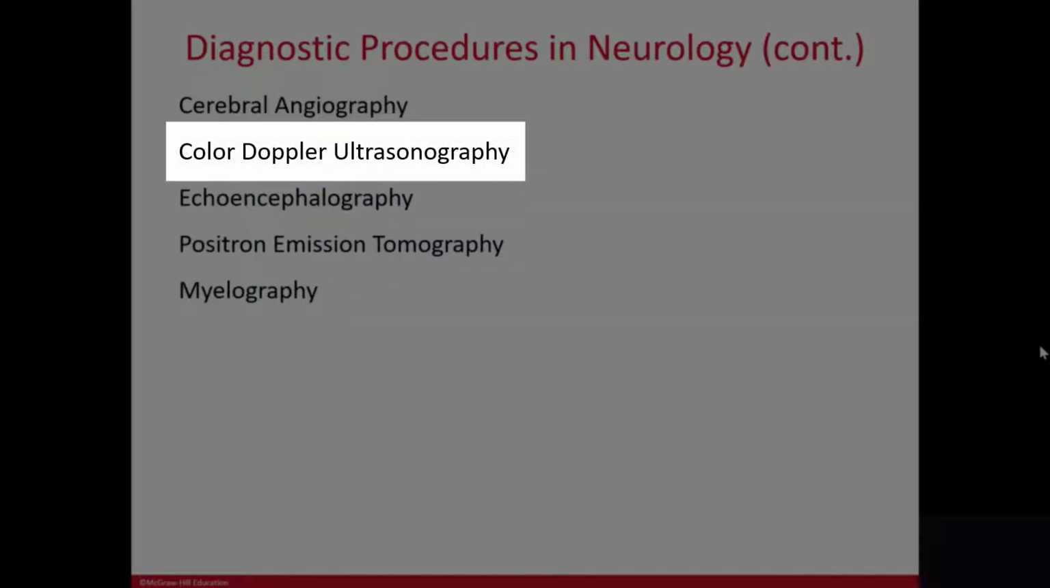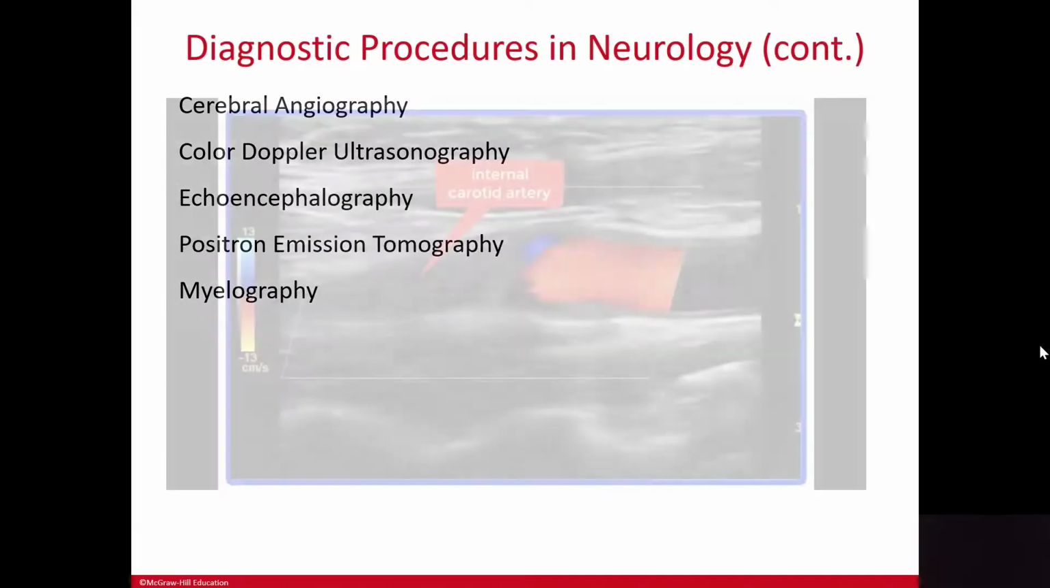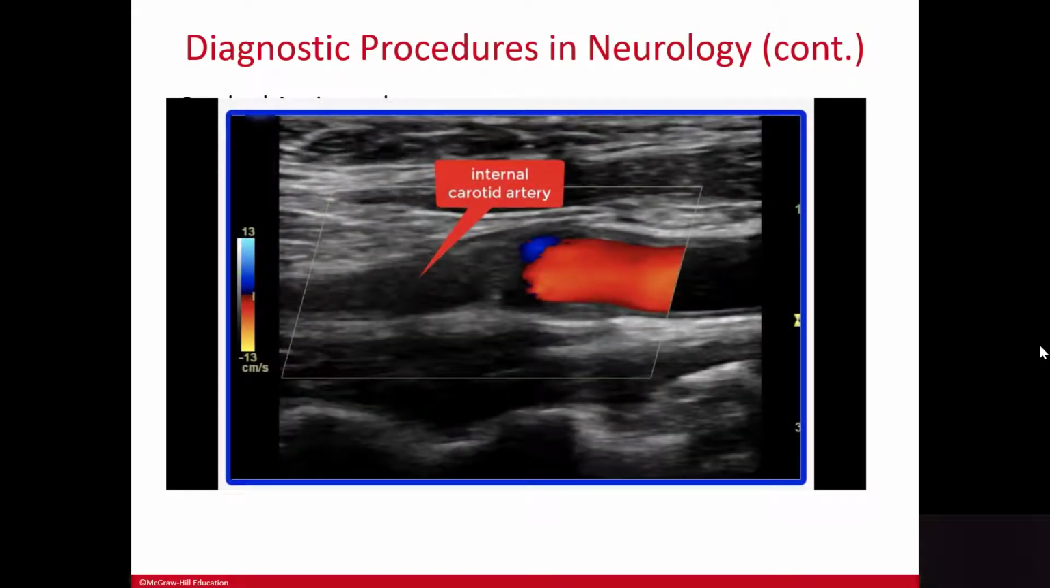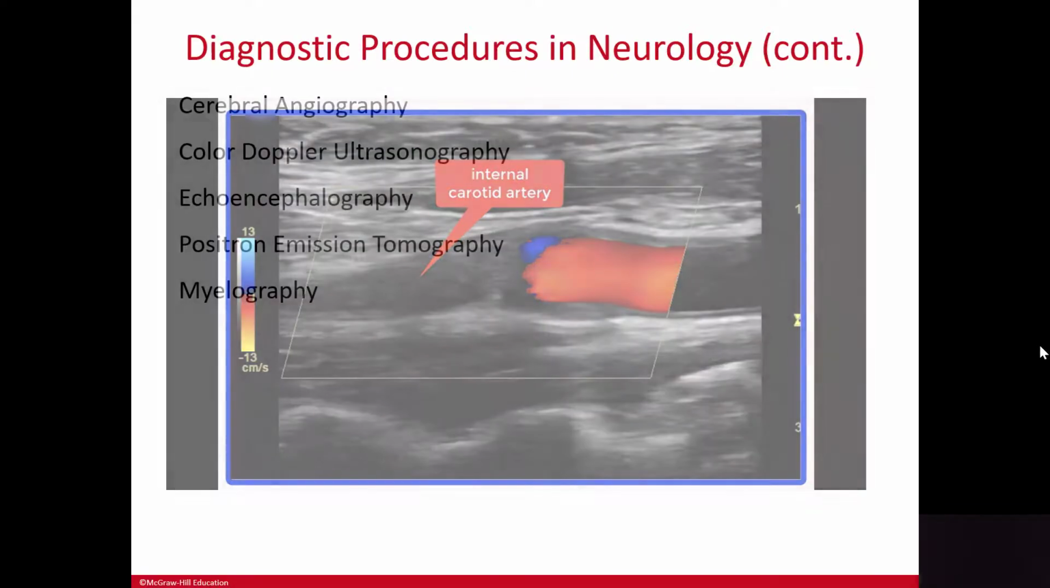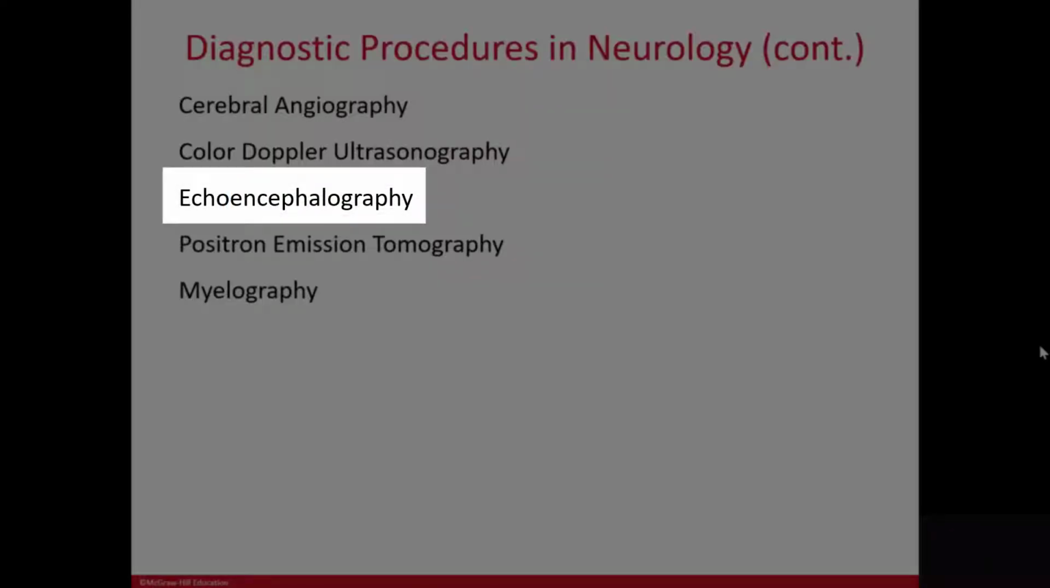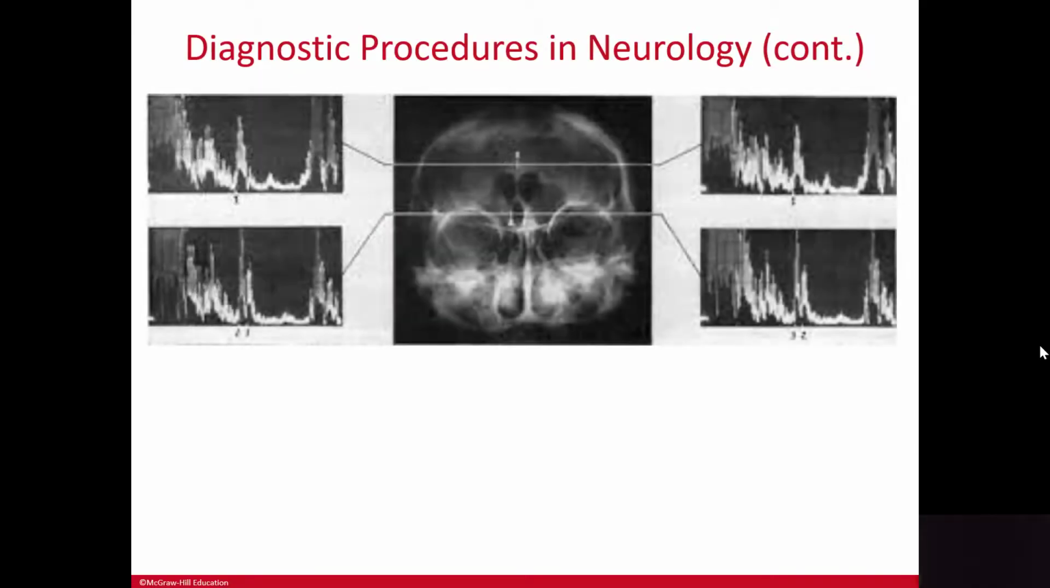Color Doppler ultrasonography uses high-frequency sound waves to evaluate TIAs, those were mini strokes, and the risk of full-blown strokes. These specialized ultrasounds use color to show blood flow through the arteries of the neck or the base of the brain. Echoencephalography uses ultrasound to produce images of the brain in children under the age of 2. It only works in young children because their skulls are thin enough for the waves of the ultrasound machine to pass through.